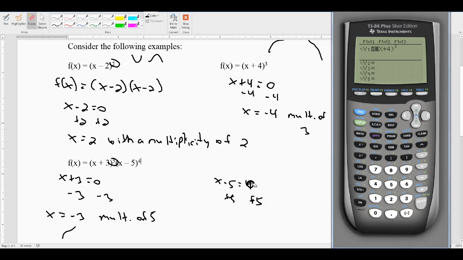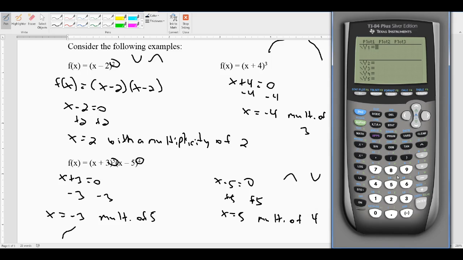I'm going to erase that because it's bothering me. Is it bothering you? Yeah, it's bothering me. So when I add 5 to both sides of x minus 5 equals 0, I get x equals 5, and that has a multiplicity of 4. So that's probably either that or that. So let's just go ahead and graph it. Take a look at it.